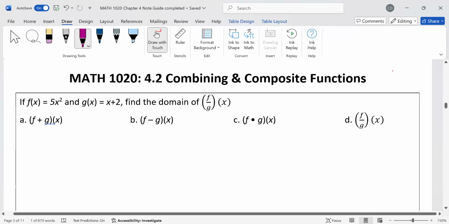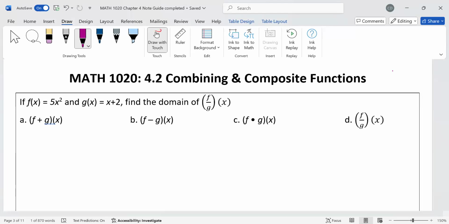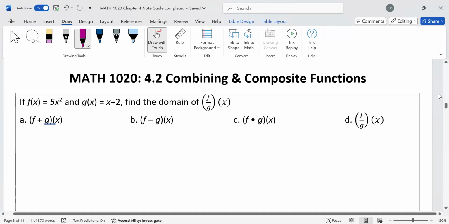This is section 4.2, combining and composite functions. And this is probably going to be the hardest section that we have, especially when it comes to the composite functions. All right, so let's look at this.